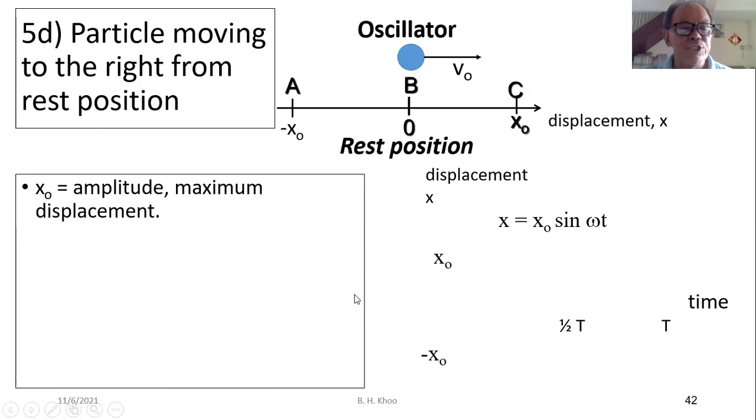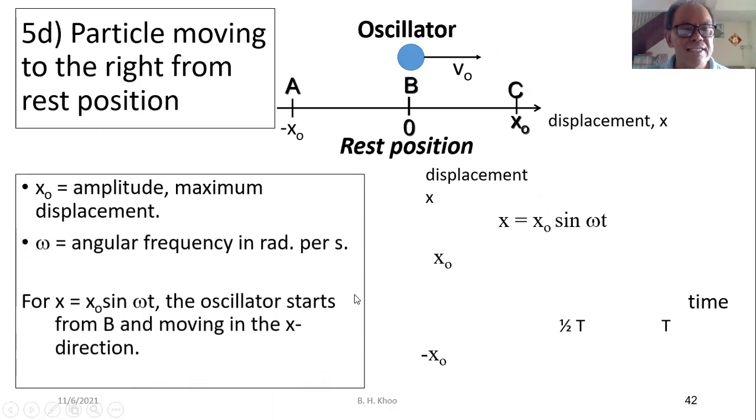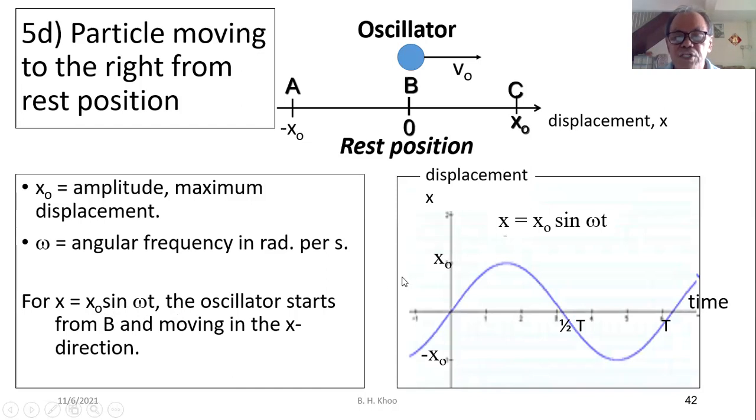x naught is the amplitude, the maximum displacement. Omega is angular frequency in radians per second. And that is the equation that we are looking at: x naught sine omega t. So if you draw the graph, the amplitude is x naught to minus x naught. That's your period T, that's your half T here. You should be able to draw the graph for this one. And that is where it starts oscillating, with maximum velocity there.